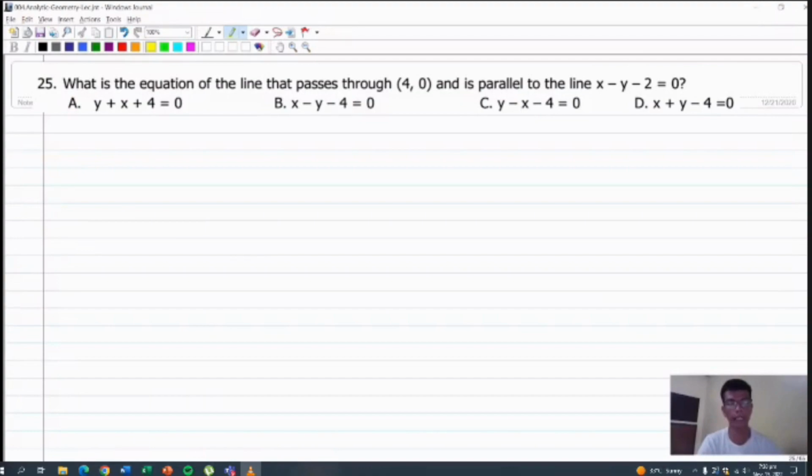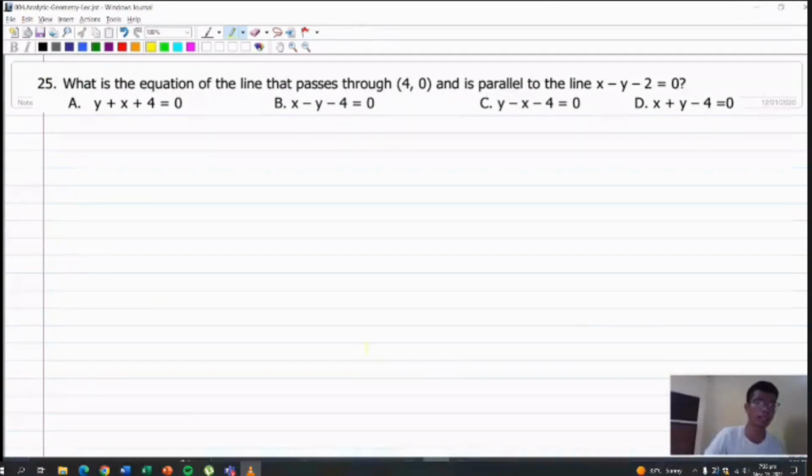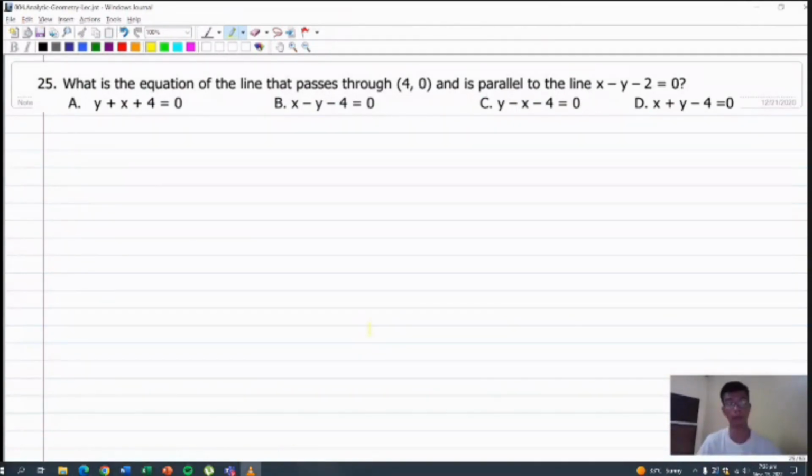Number 25. What is the equation of the line that passes through 4, 0 and is parallel to the line x minus y minus 2 is equal to 0? So meron na tayong given point, 4, 0. Di ba nakakabuo lang tayo ng equation of the line if there is una, yung first form, merong slope and intercept. Pangalawa is point slope kung merong isang point and slope. Pangatlo is 2 points kapag mayroong 2 points. And pang-apat naman is yung mga intercepts.